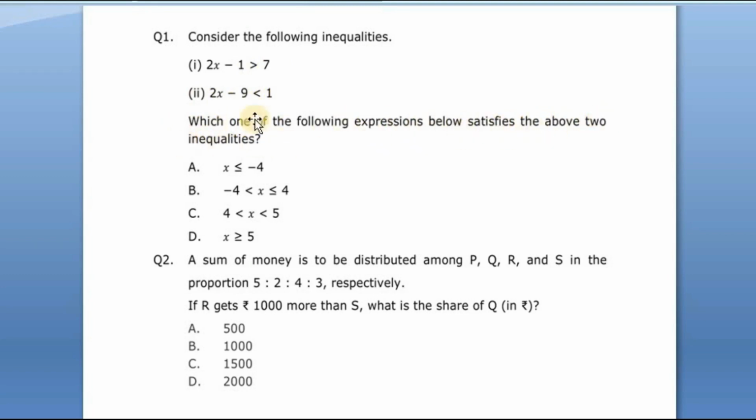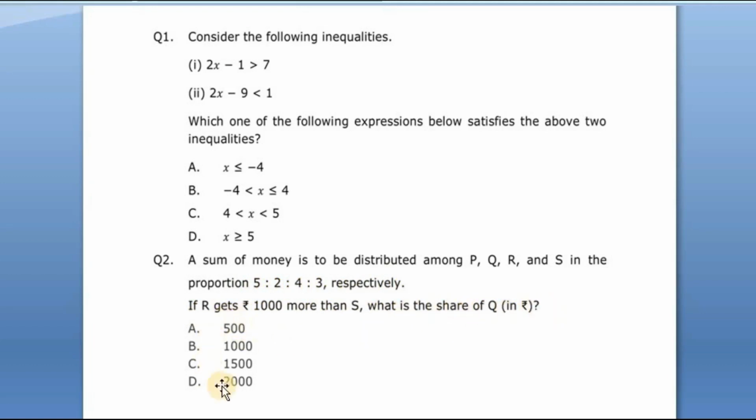Second question is, a sum of money is to be distributed among P, Q, R, S in the proportion 5:2:4:3 respectively. If R gets rupees 1000 more than S, what is the share of Q in rupees? So we have to calculate the value.